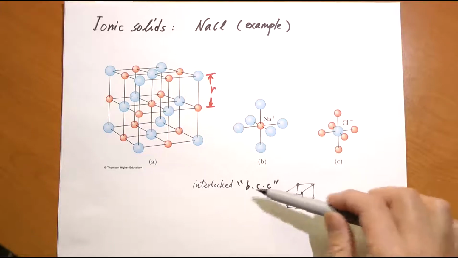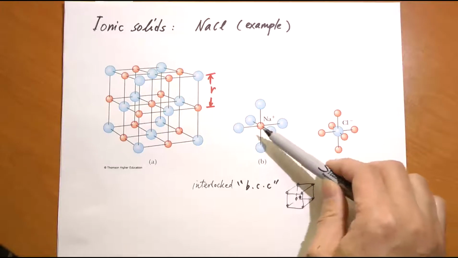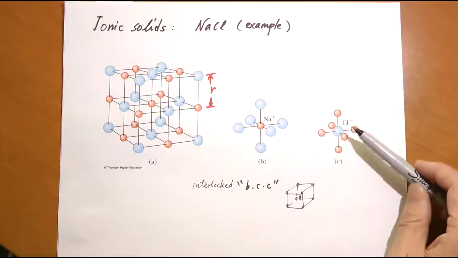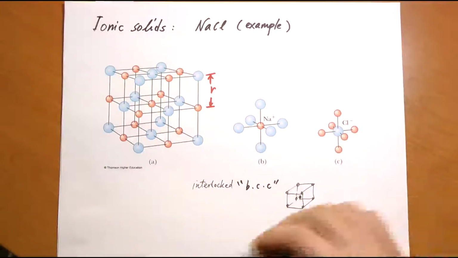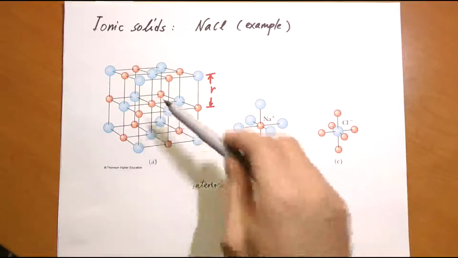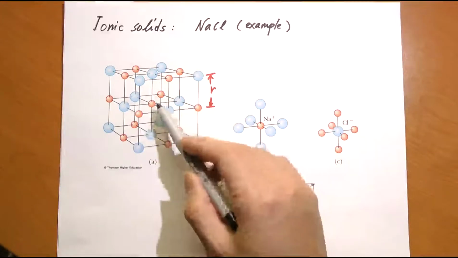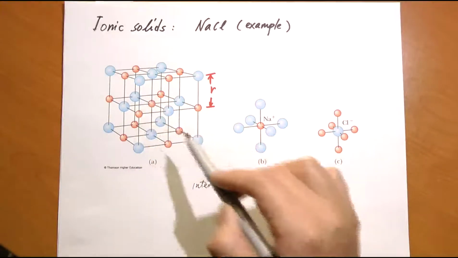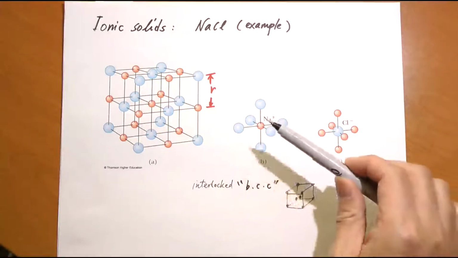It forms a body-centered cubic structure. So we have a body-centered cubic structure for sodium, a body-centered cubic structure for chlorine, and these two structures interlock. They're interlocked to form this NaCl crystal structure. Now, what's causing these ions to stay together like this? Again, like I said before, it's because of Coulomb attraction.